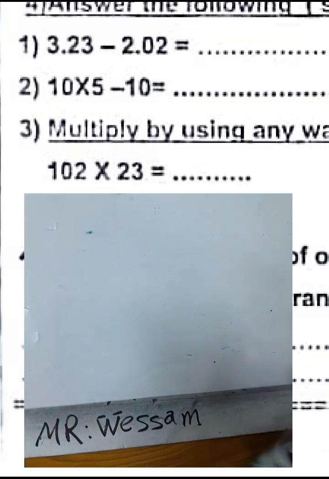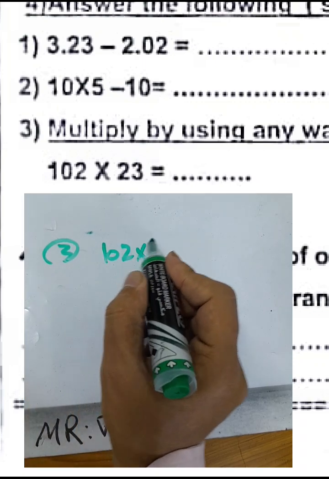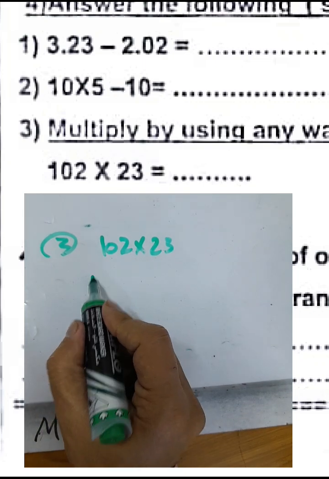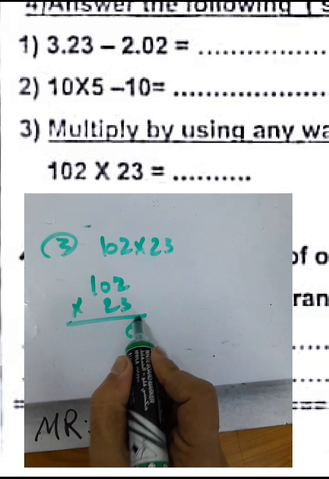Question 3. Multiply 102 by 23. We can find the product between them. Write 102 up and 23 down. 3 times 2 is 6. 3 times 0 equals 0. 3 times 1 equals 3.